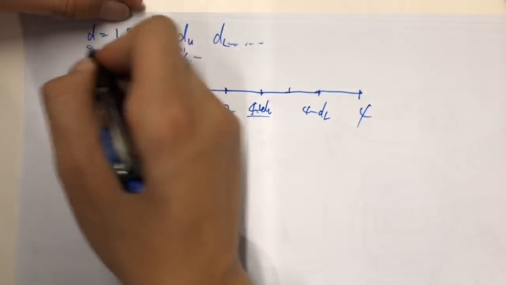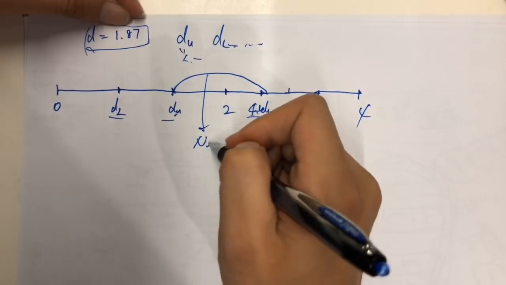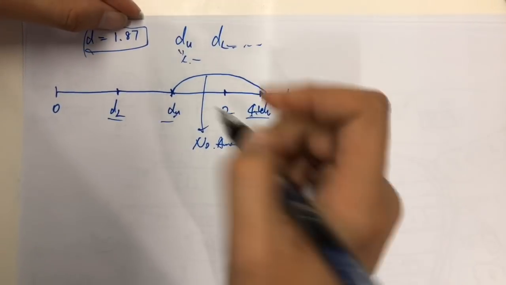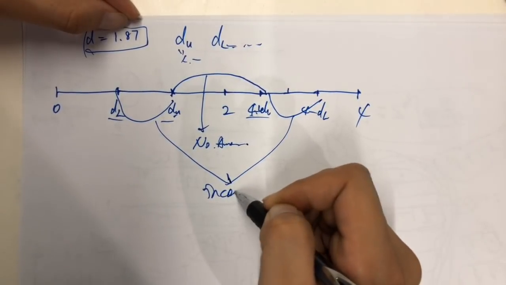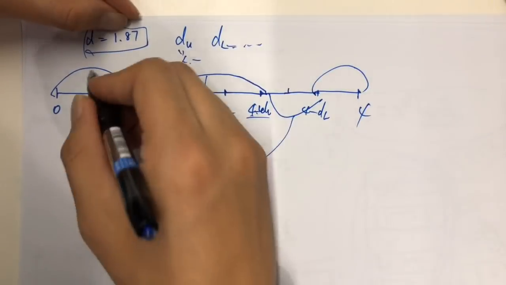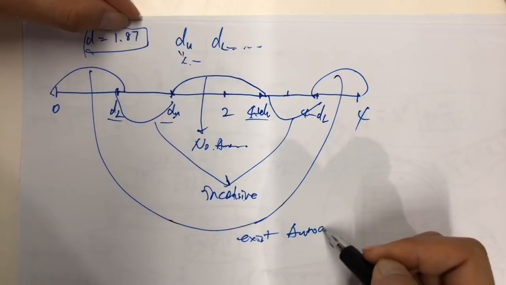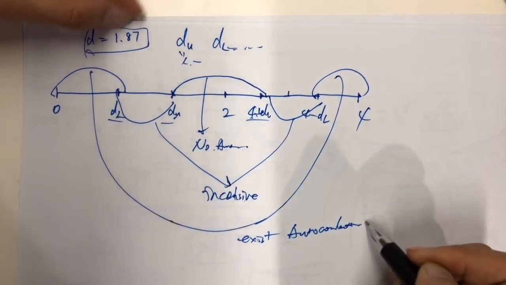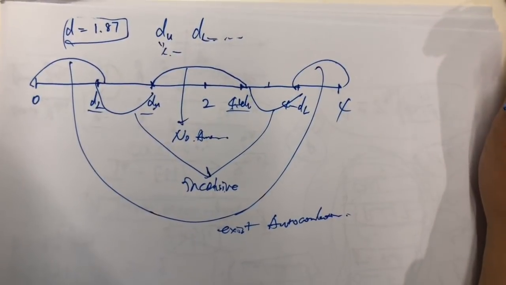So if you observe this D statistic is within this range, it means no autocorrelation, okay? If it's within this range, it's inconclusive, which means we cannot make any conclusion. If they are within this range, there exists autocorrelation, okay? So this is the Durbin-Watson test.